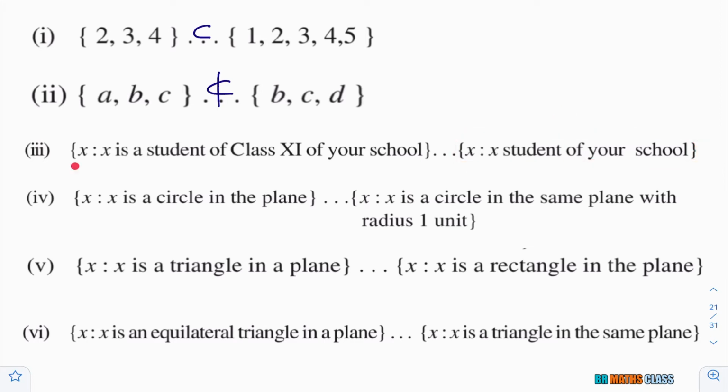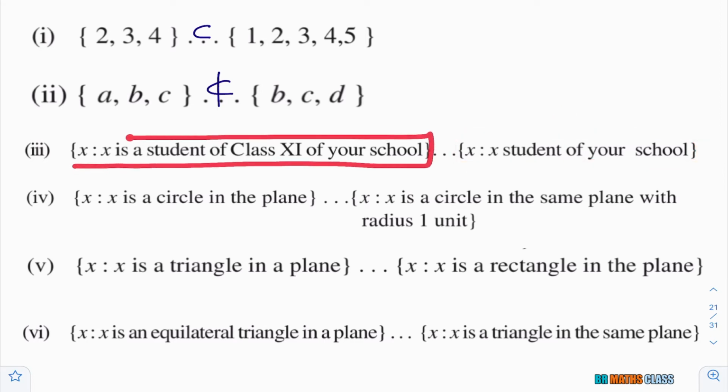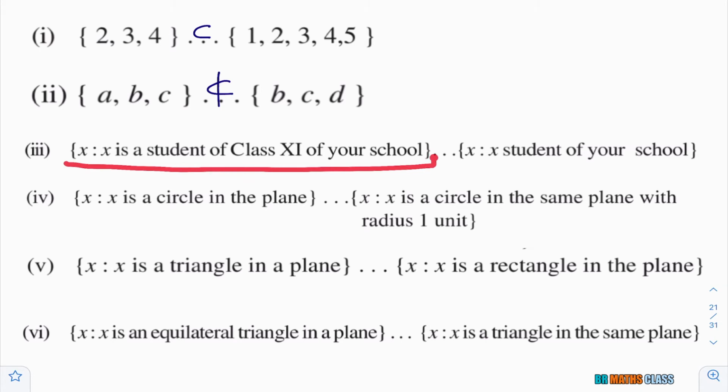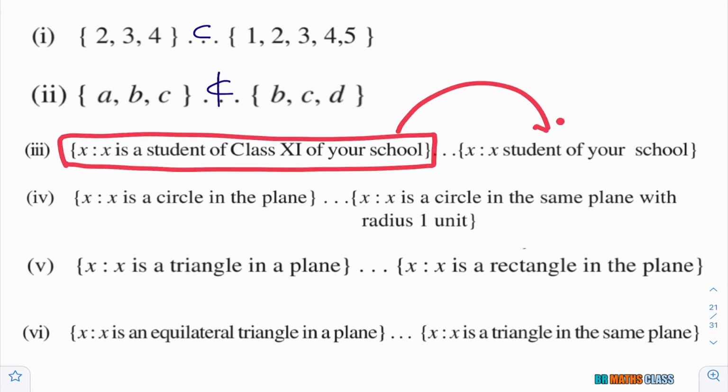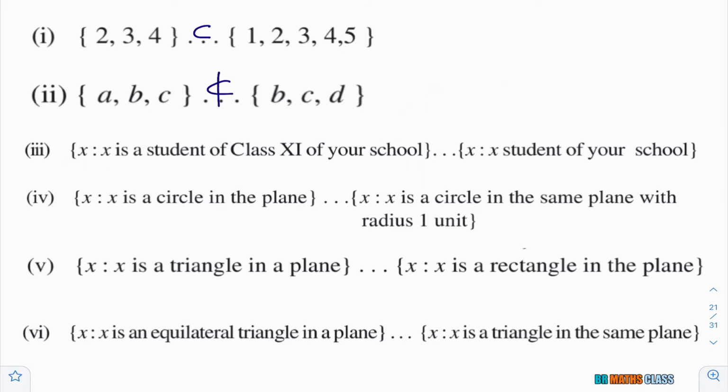Here, whoever is present in this set, are they present in this set or not? If in this set a student of class 11 is present, that student definitely belongs to your school only, na? So whoever is there in class 11, definitely he is a student of your school. So clearly we can say that here subset is the suitable symbol. I hope you understand this. So here the suitable symbol is subset.